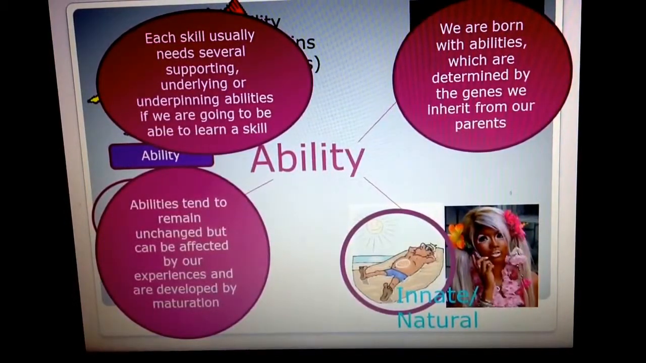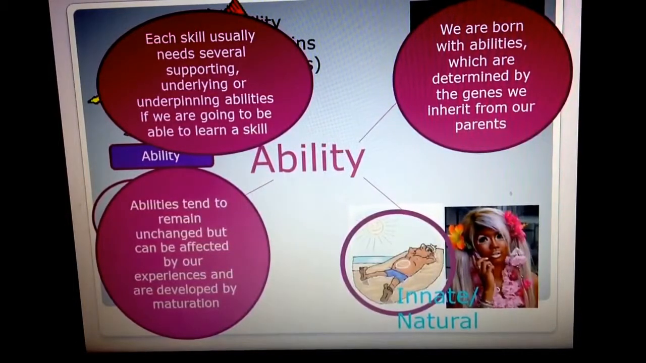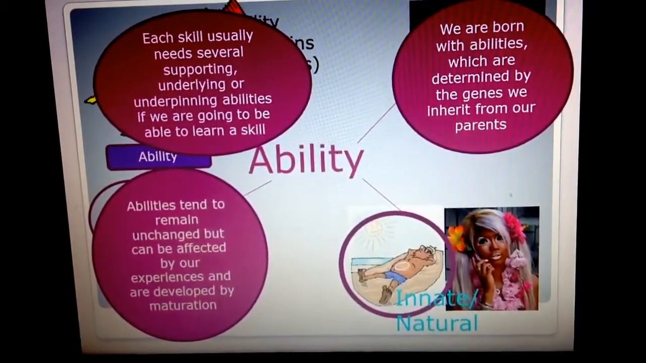And finally, abilities tend to remain unchanged because they're stable. They can be affected by our experiences in that they can change and develop as we mature, but most of the time they remain unchanged, so they remain with us. So we do naturally have that ability for something for all of our lives.